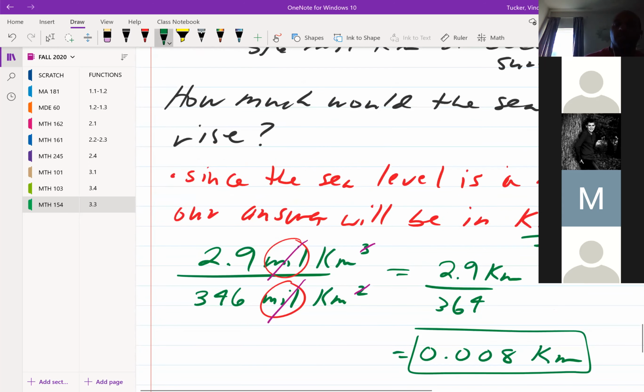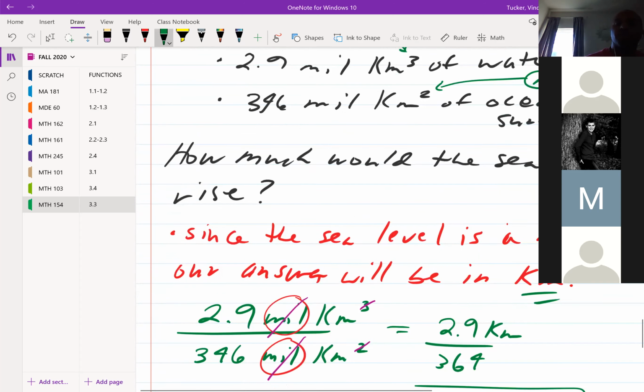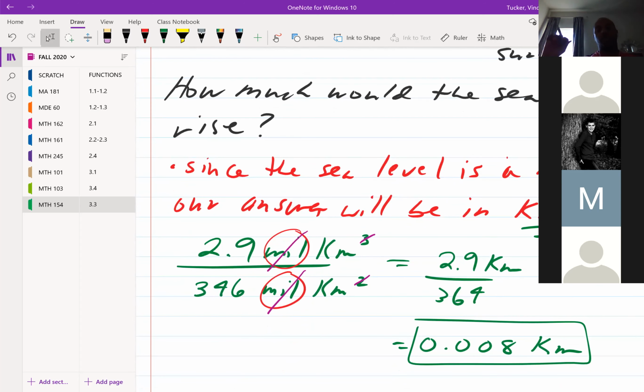So all you did was take the 2.9 cubic kilometers and place it over the 346 square kilometers. All right. Questions on that? So the calculation was simple. I just gave you background on what was happening, but really all you had to do is put the 2.9 over the 346, and that was your answer.